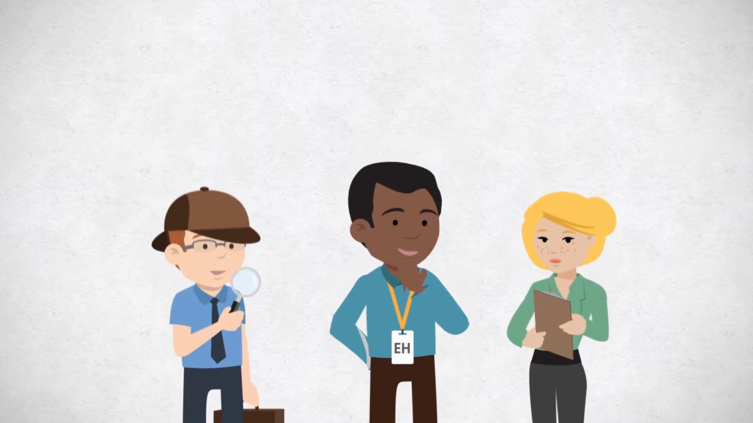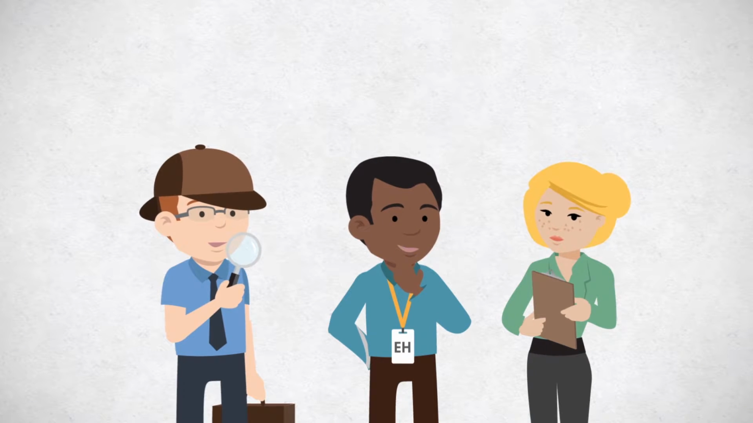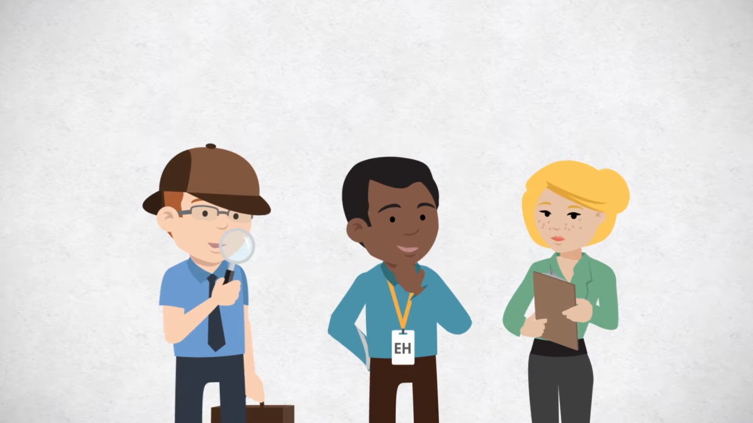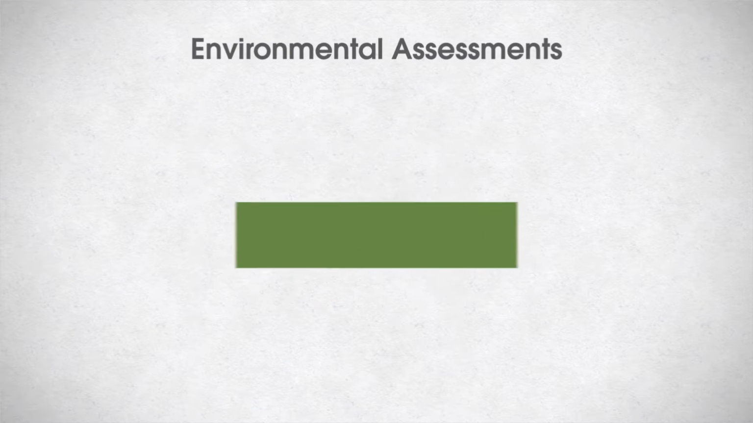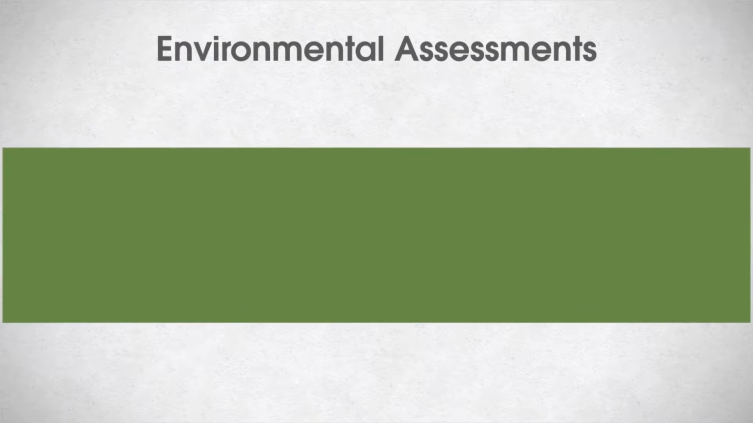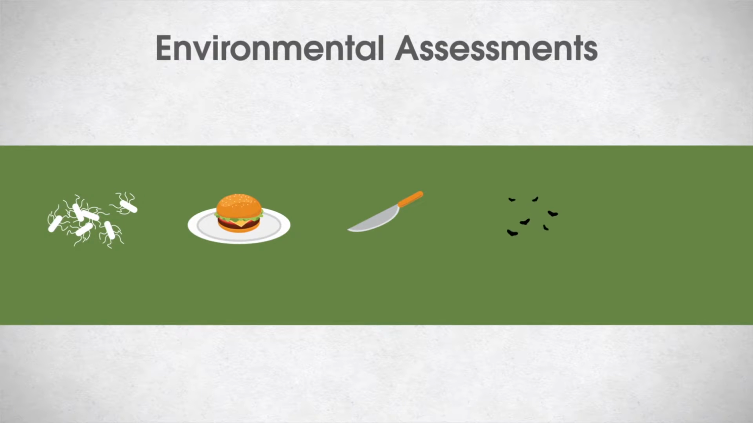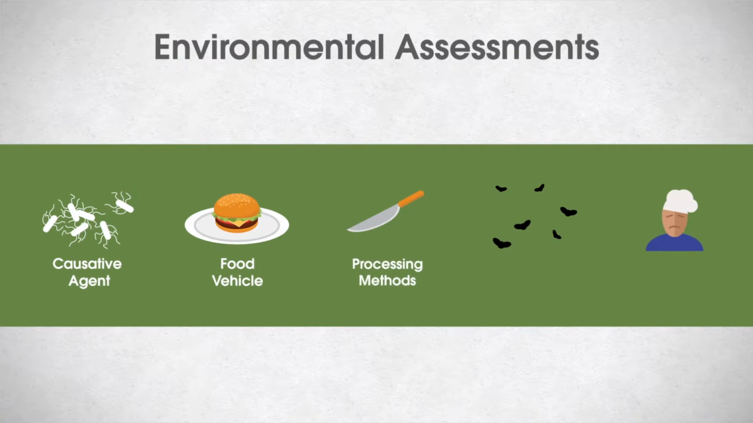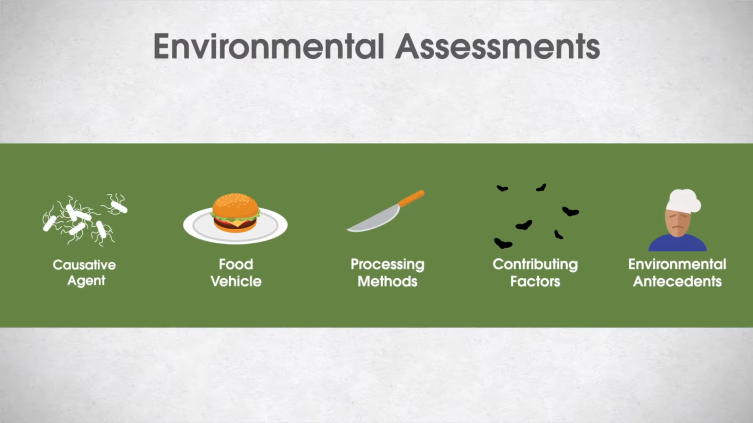An environmental assessment is a team-based evaluation of environmental factors that contributed to the transmission of illness. Environmental assessments are an important step of outbreak investigations. They provide effective short- and long-term interventions and recommendations to mitigate ongoing foodborne outbreaks and prevent future illness. Environmental assessments are conducted in response to an outbreak. They focus on past processes and procedures that may have contributed to a specific outbreak. They attempt to identify how the causative agent, food vehicle, processing methods, contributing factors, and environmental antecedents made people ill.